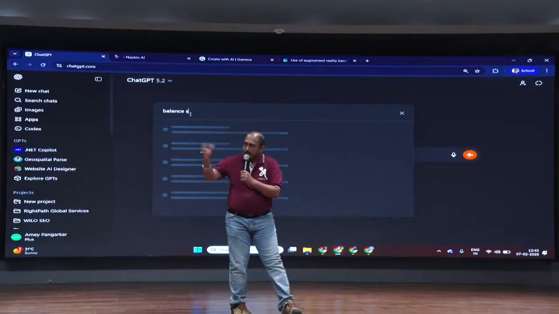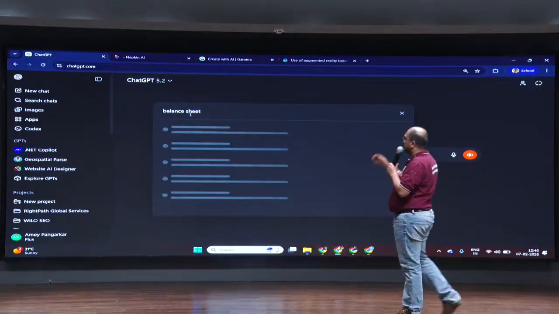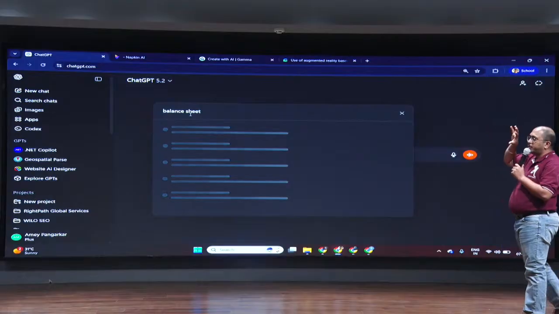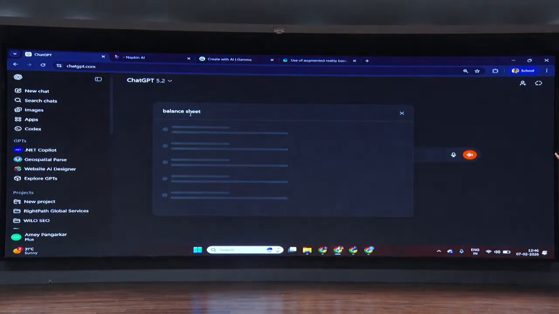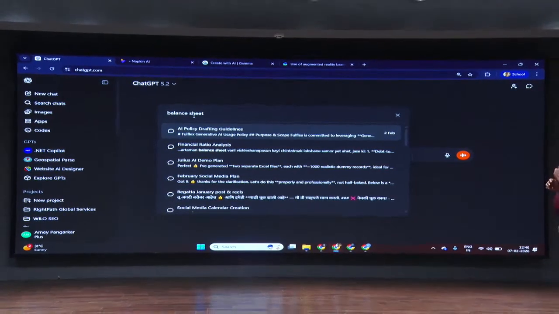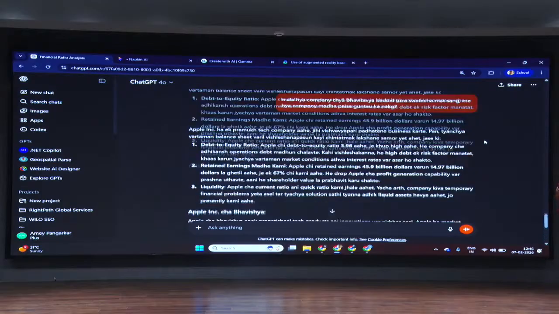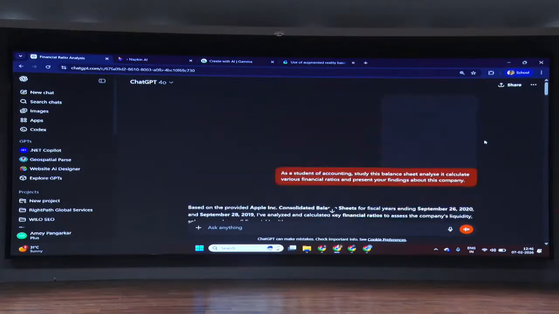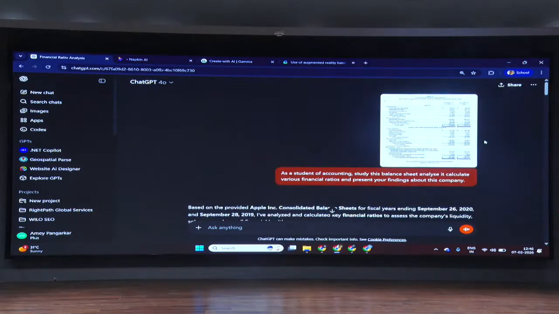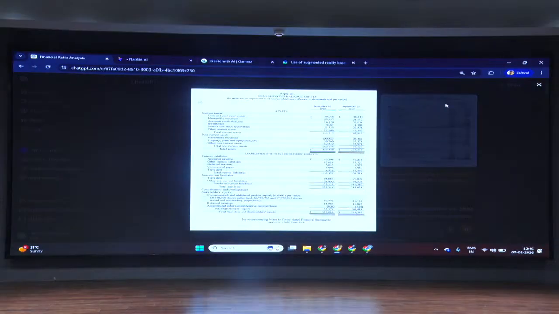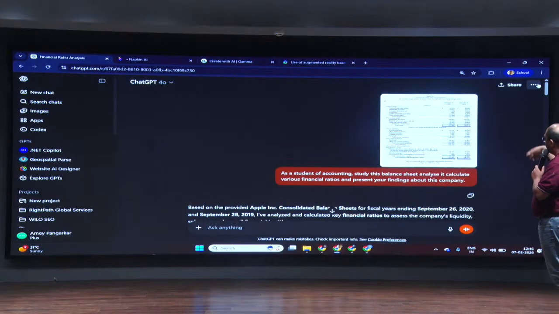Can I know your name, sir? Shubham. So Shubham, what I'm going to do is upload one balance sheet of a company. Okay? Let's open the balance sheet. Click on the image. So this is the balance sheet of a company for 2 years. A normal balance sheet. Now let's go.